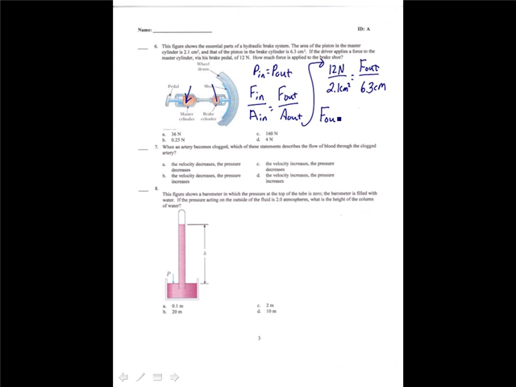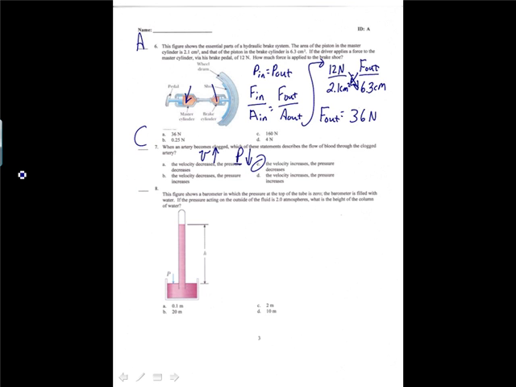And then if we solve this for F out, it gives us F out is equal to 36 newtons. You have to cross multiply here and divide by 2.1. That's A. The artery becomes clogged. Which of these statements describe the flow of blood through the clogged artery? Well, the velocity increases by the equation of continuity because the area decreases, and by Bernoulli's principle, the pressure is going to decrease in the clogged artery itself. And so velocity increases, pressure decreases. That is C.